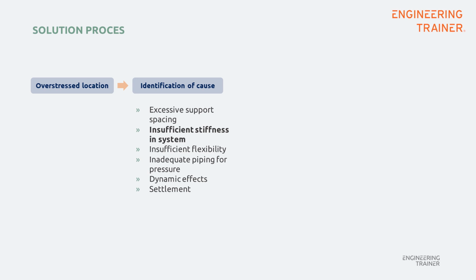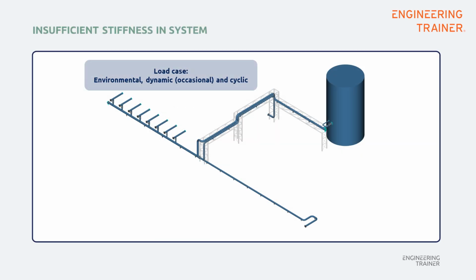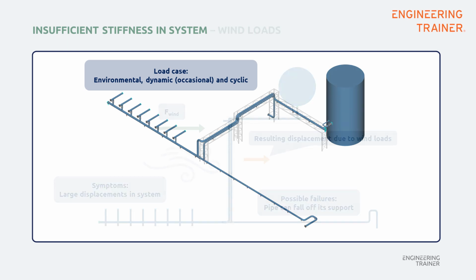The next cause of failure is insufficient stiffness in the system. When the system is insufficiently restrained, for instance, when only rest supports are used, the piping can move relatively freely. This is beneficial for thermal loads, but can be disastrous for environmental, cyclic, and dynamic loads. We will discuss the effect of dynamic loads later, so we will focus on environmental and cyclic loads for now.